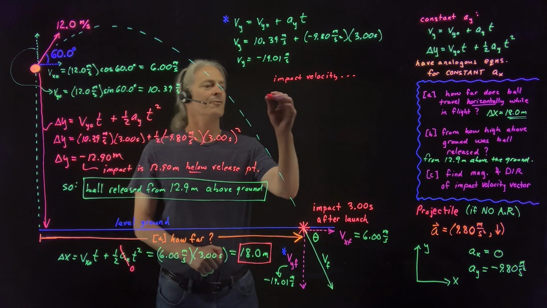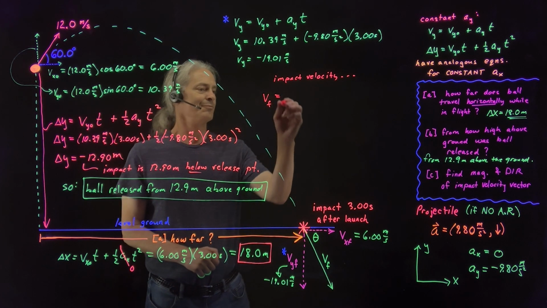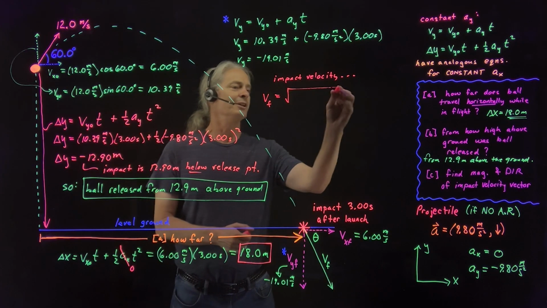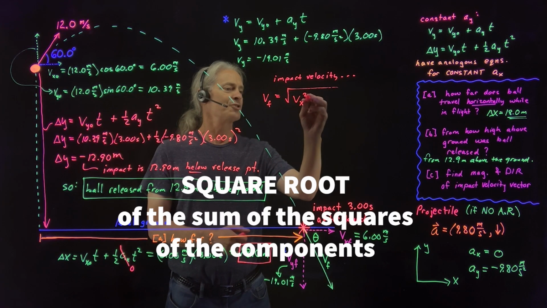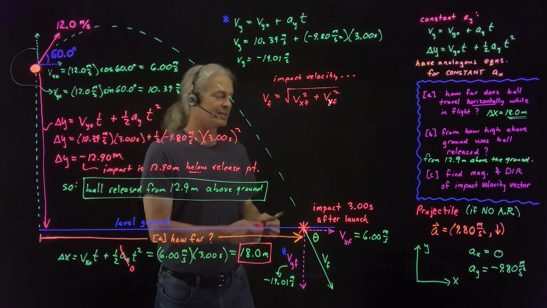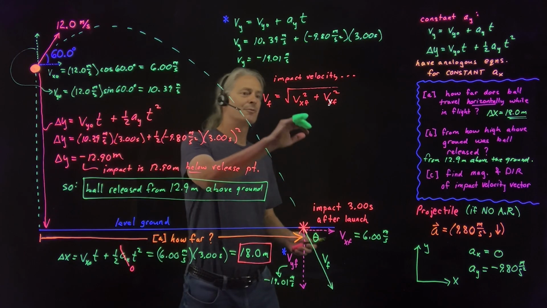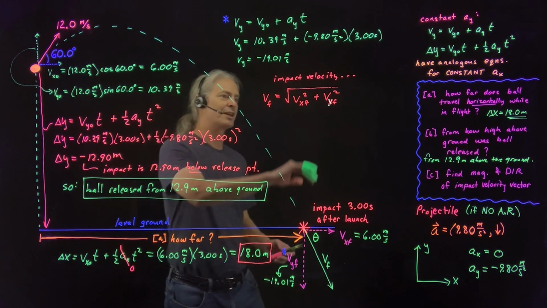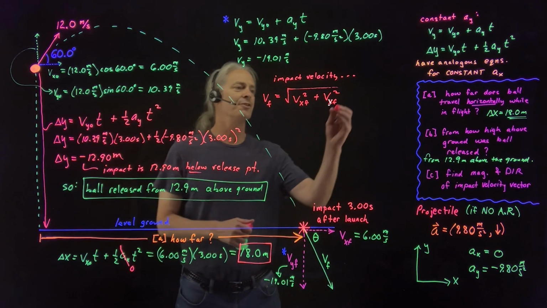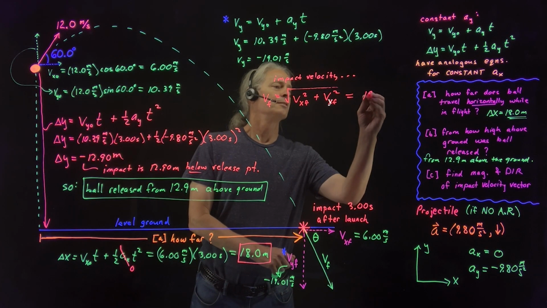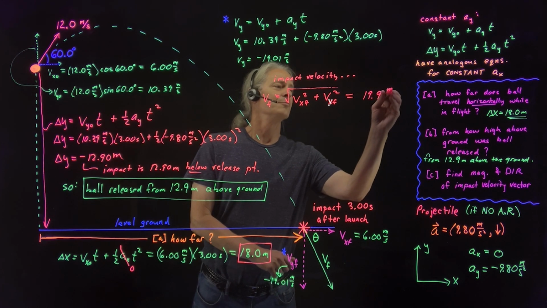All right, so the magnitude of the v final vector will be the square root of the sum of the squares of the final x and y velocity components. So I can take the 6 meters per second, plug in here, take the negative 19.01 meters per second, plug in here, square both of those, take the square root, and I get 19.9 meters per second.